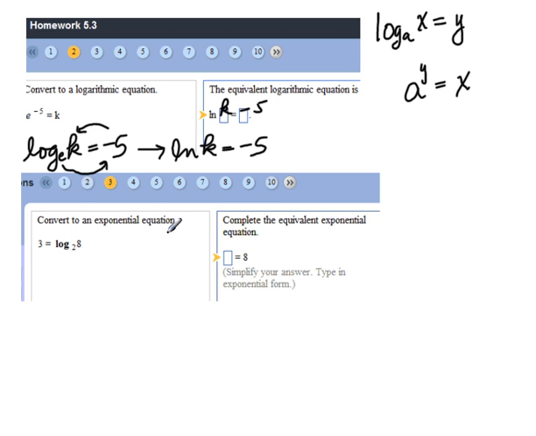To convert to an exponential equation, 3 is equal to log base 2 of 8, so that means that 2 to the third power is equal to 8. And it says to type in the exponential form, so you would need to enter the 2 to the third in the box.